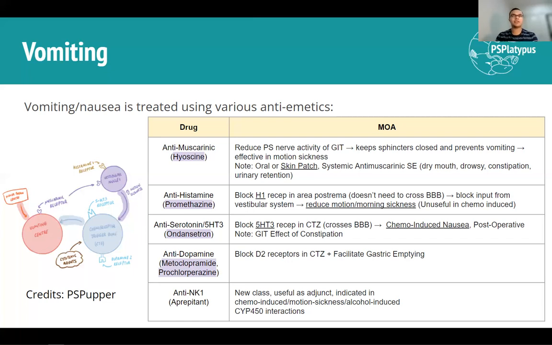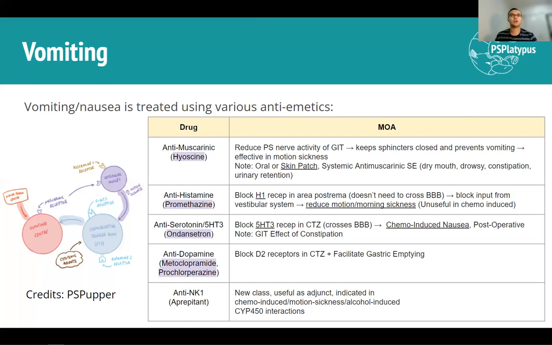Anti-serotonin or anti-5-HT3 drugs, they're both the exact same thing. So serotonin and 5-HT3 are synonyms for the same thing. And the example of the drug you have to know for this is ondansetron. It blocks the serotonin receptors in the chemoreceptor trigger zone, so it crosses the blood-brain barrier to do that. And it's very, very effective for chemo-induced nausea. So whenever it comes to your exams and you have a question where a person's undergoing chemotherapy, usually the effective drug that's going to help reduce the nausea and vomiting is going to be ondansetron.